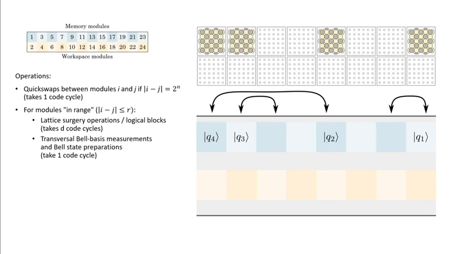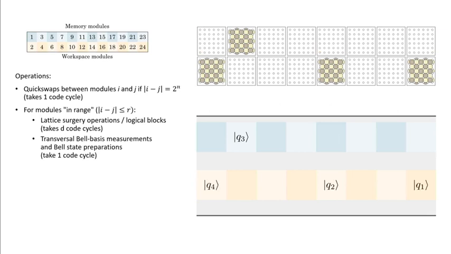And we will use quick swaps as operations that let us quickly rearrange the memory. Quick swaps can also be used to swap qubits between memory modules and workspace modules, since these have a label difference of 1. And quick swaps are implemented via physical qubit swaps between pairs of modules. So you physically swap the locations of the logical qubits.